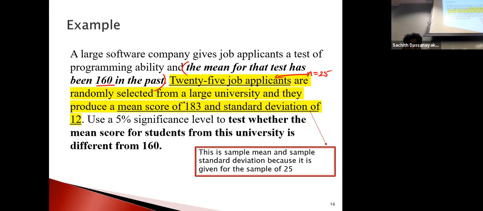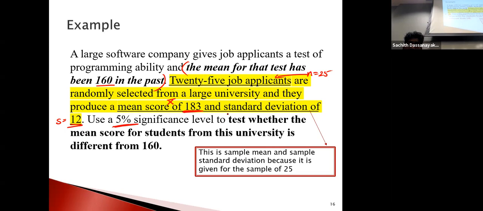They provide the mean score and the standard deviation. What are these mean and standard deviation? Those are based on the sample. So this 183 is x bar. This standard deviation is your sample s, because they are based on the sample, as I have already highlighted. Alpha is given, but sigma is not given.